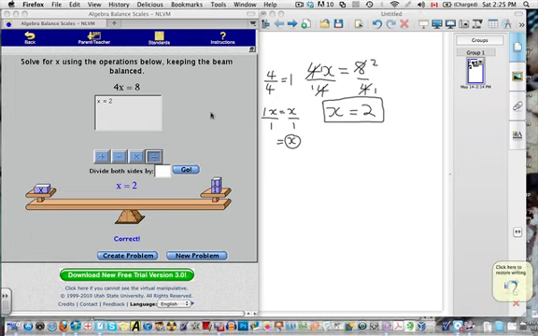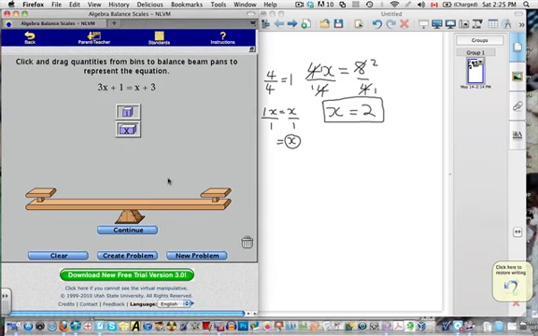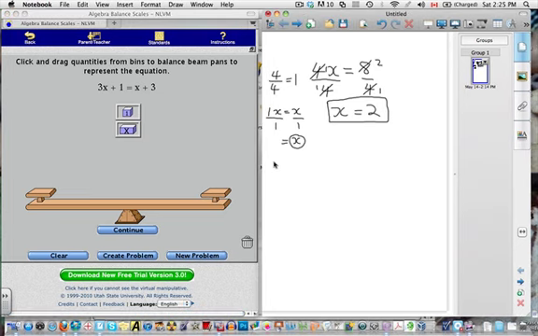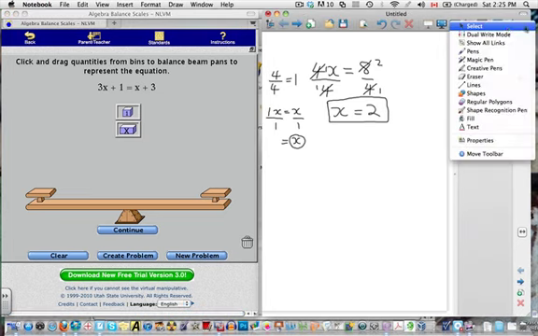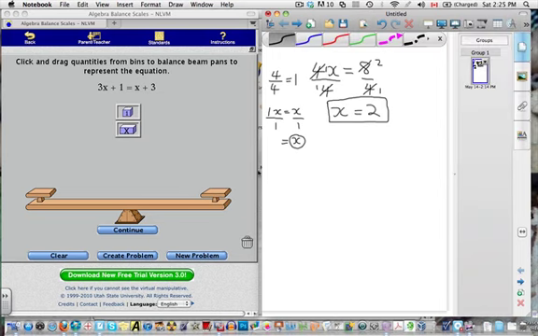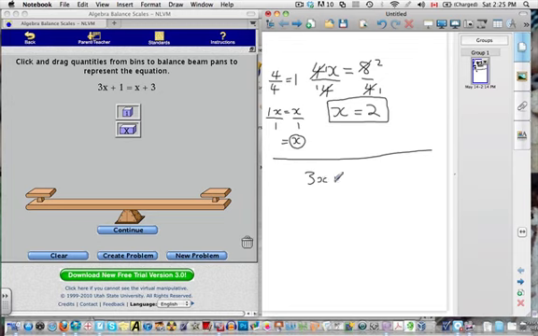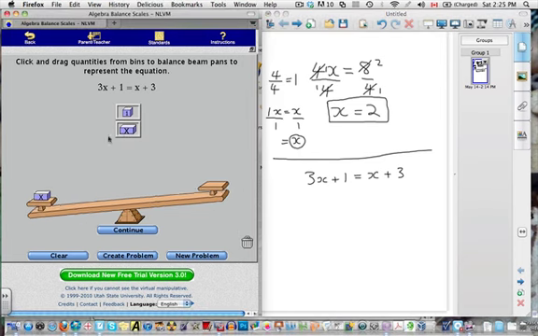Okay, the next problem. Let's see what, if we just say new problem, let's see what it gives us here. It gives us 3x plus 1 equals x plus 3. Let's do this one below. So 3x plus 1 equals x plus 3. Now in these examples, all will be positive. We'll get to negatives later.